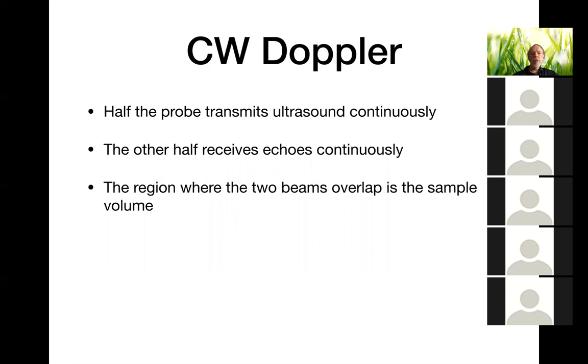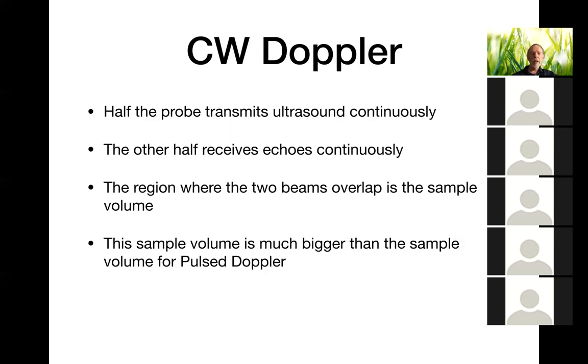Now, I said that there's no sort of selection of depth, but there is in a crude way. The region where the transmitting beam and the receiving beam overlap one another essentially defines the sample volume of the continuous wave Doppler. And I'll show you a diagram in a second. The important thing to notice is that the sample volume is much, much bigger than the sample volume that you get with pulse Doppler. So continuous wave Doppler is great because it can measure high velocities, but it's not good because you can't really tell exactly where the Doppler shift is coming from.